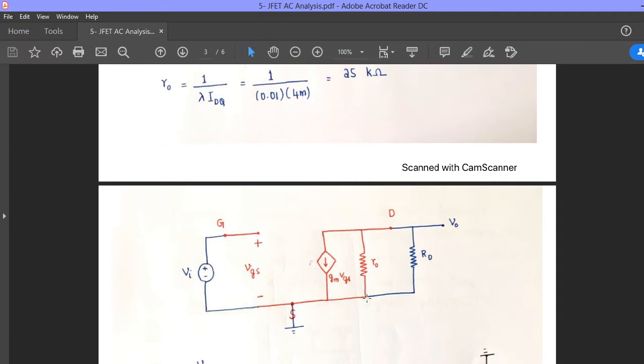And as I have told you, GM is also equal to ID by VGS. So we can write ID is equal to GM VGS, because some current is flowing from the output to the input terminal. So this is the value of the current.